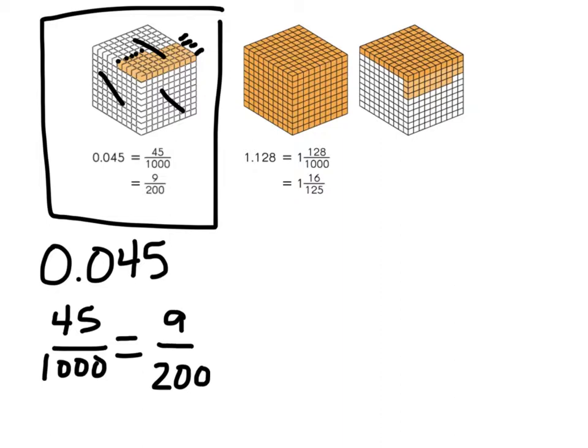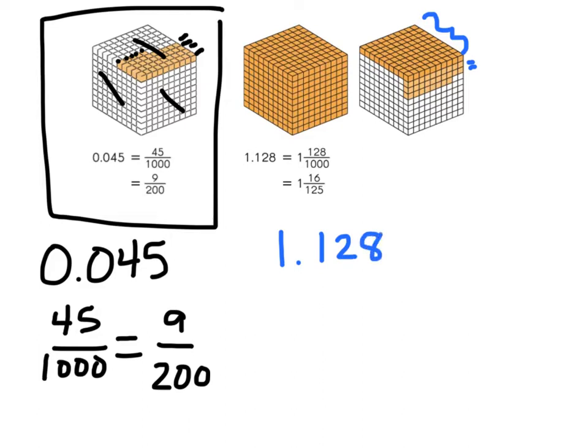Now let's go on to the second example. There's 1 cube that is completely filled in, giving us 1 whole. And now let's go to our other cube. We see that 1 entire plane is filled in, so that would be 100. So let's go ahead and put that in the tenths place, because we have 100 thousandths. And then we have an additional 1, 2 tenths and 8 individual cubes.